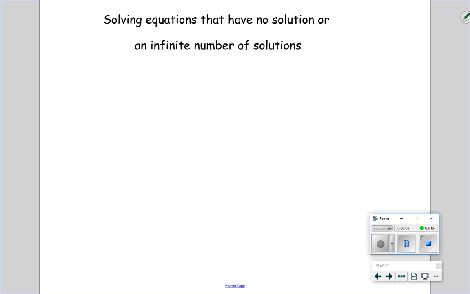Guys, today our lesson is on solving equations, and these equations are going to have either no solution or an infinite number of solutions. So these are also called special cases when this happens. If there's no solution to an equation, or if there's an infinite number of solutions, that's a special case. It's kind of an odd thing that happens occasionally when you're solving for x.